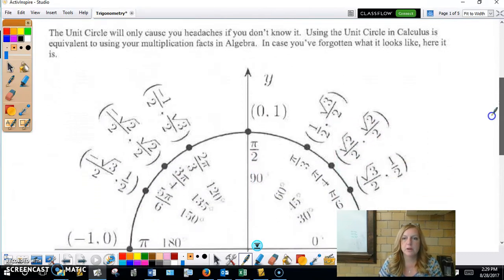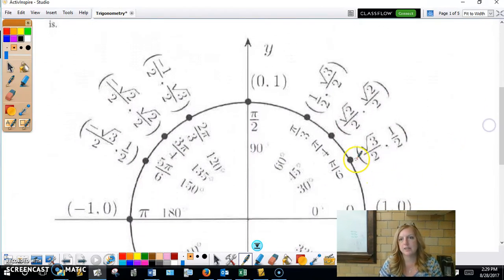A little reminder about the unit circle. We'll just kind of slide down here to see the beginning part of this right here. Remember that on your unit circle, the x coordinate is going to give you the cosine of the trig function. So cosine of pi over 6 is square root of 3 over 2, and the sine of pi over 6 is 1/2.